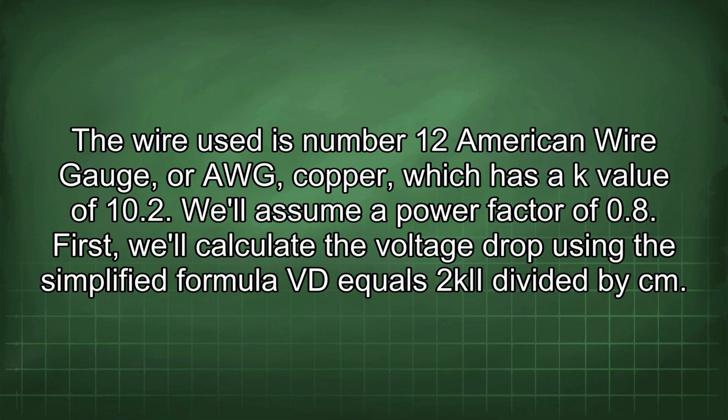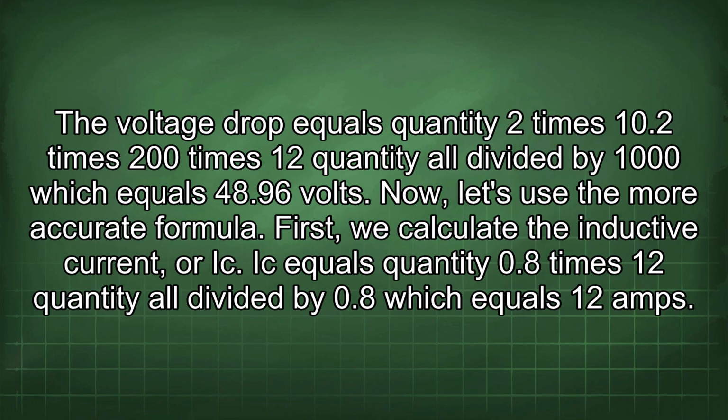First, we'll calculate the voltage drop using the simplified formula VD equals 2KLI divided by CM. The voltage drop equals quantity 2 times 10.2 times 200 times 12 quantity, all divided by 1000, which equals 48.96 volts. Now, let's use the more accurate formula.